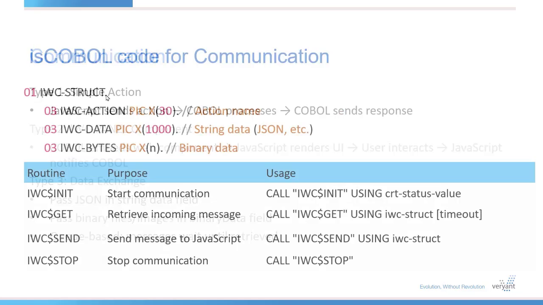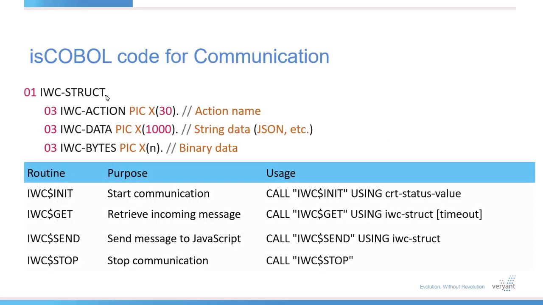Now, this communication is done in your COBOL program through a structure called IWC-struct. Here's a description of it. And the actions that you can use in the IWC action are IWC$INIT, which opens the communication, IWC$GET to check for messages, IWC$SEND to send messages back, and IWC$STOP ends the communication.